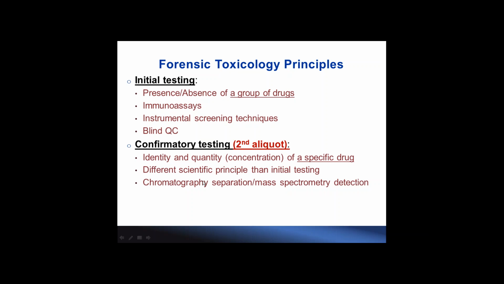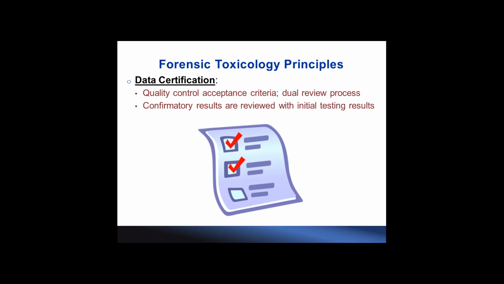It's tested with a different scientific principle than the initial testing. Majority of them are set up with chromatography separation and mass spectrometry detection. And at the end, there is this data certification stage before the sample results are released. At this stage, the data reviewer needs to see if the quality control meets the acceptance criteria, and it involves at least two people to review the data. And also the confirmatory results are reviewed along with the initial testing results.